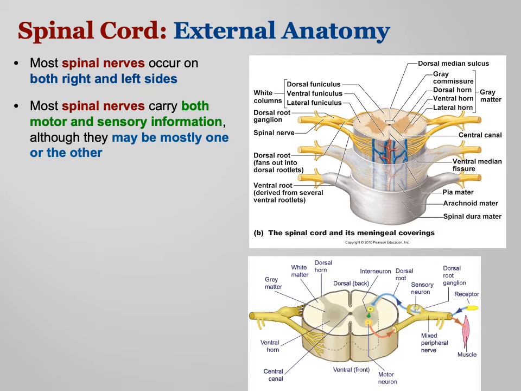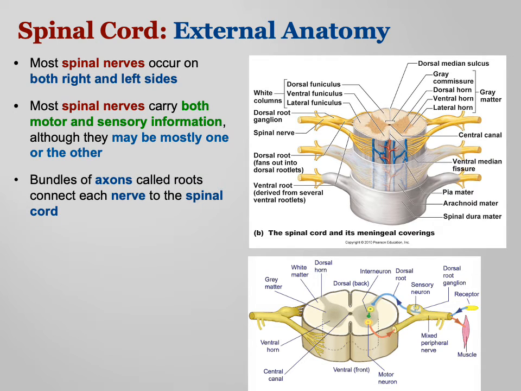So most spinal nerves have, remember, what's a nerve again? Tell me what a nerve is. A nerve is a bundle of axons. Some of the axons in that nerve are sensory axons coming from the body going to the spinal cord. Other axons are motor axons. They're going from the spinal cord out to the body. Most spinal nerves have both motor and sensory information. There are a few exceptions, but think of what's the normal case. Most of them have both.